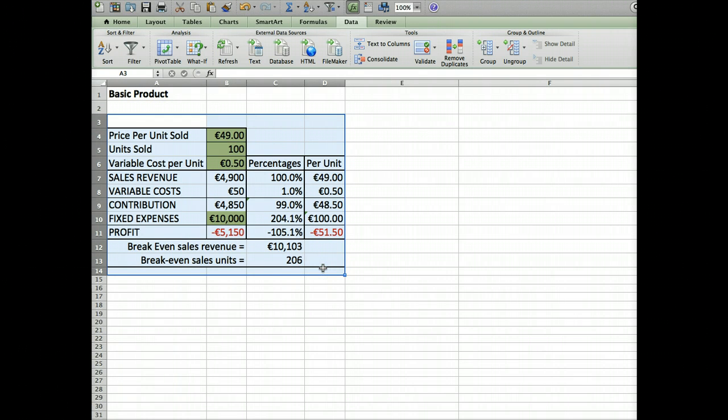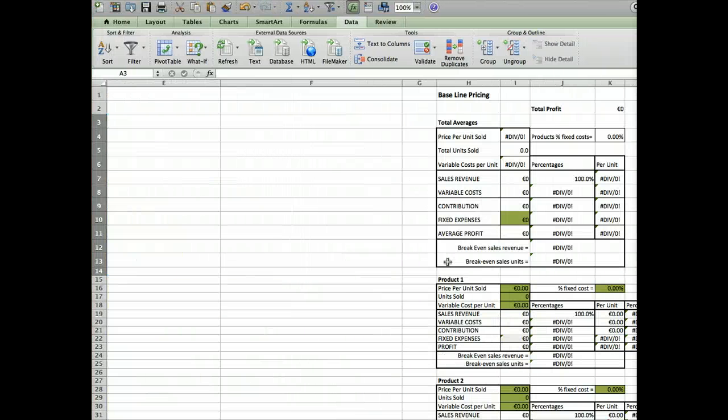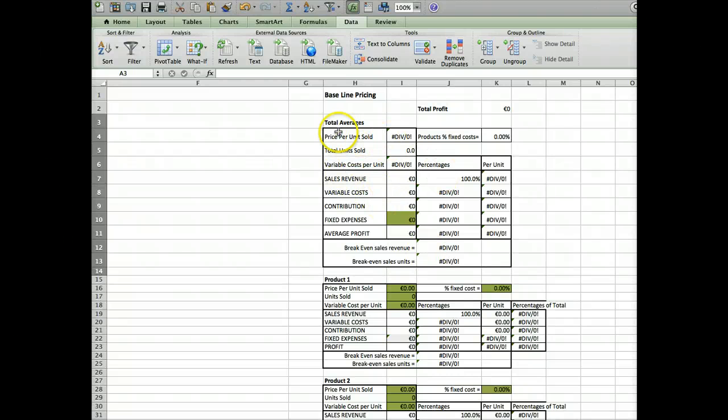But you might say, well, what if I have more than one product? Well, there's actually a way in the book to have a look at doing that. So if I come over here, I've got another tool that's basically the same as we had before, which is the baseline pricing, the top feature, but you notice that only one feature is coloured green here. That's where I'm going to enter my amount.